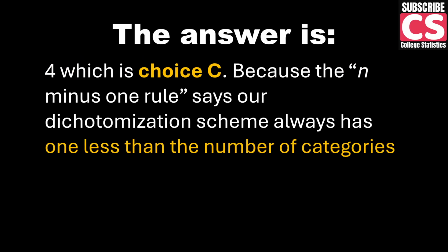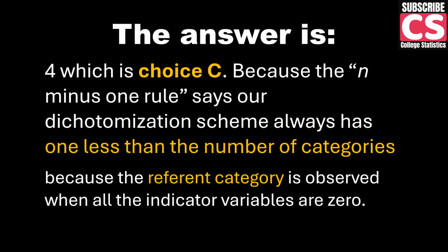The answer is 4, which is choice C, because the N-1 rule says our dichotomization scheme always has one less than the number of categories. This is because the referent category is observed when all the indicator variables are 0, which is the same as being no.